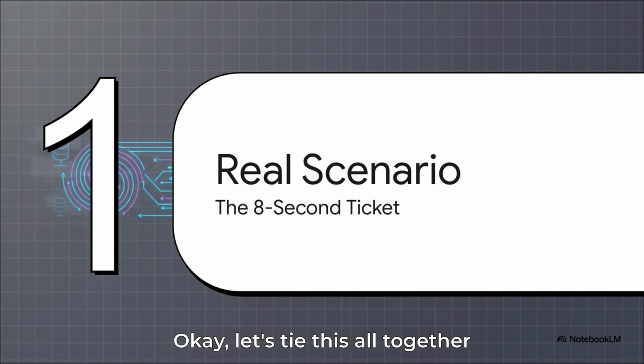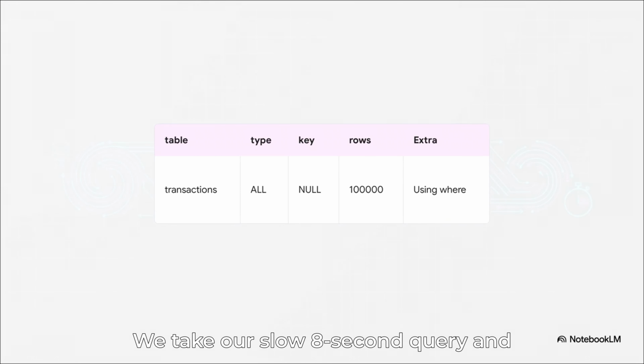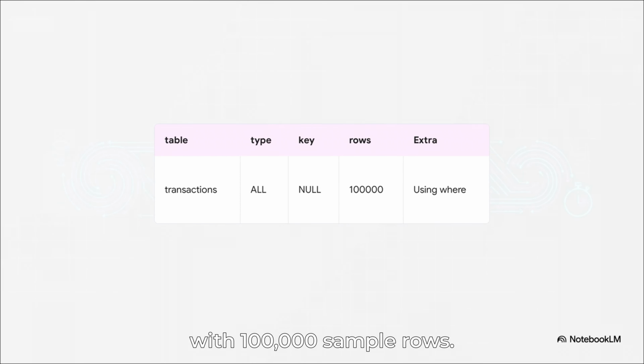Okay, let's tie this all together with a real scenario. Let's revisit that transaction history page and our stressful 8-second ticket. We take our slow 8-second query and we run it through explain on a local instance loaded up with 100,000 sample rows. Instantly, we spot the red flag. Look at the transactions table. The access type is all, the key is null, and it is scanning all 100,000 rows. Why? Because there's no index supporting our filters on user ID and timestamp.